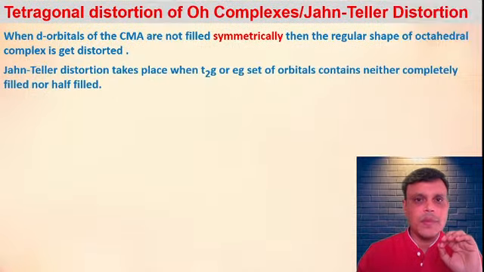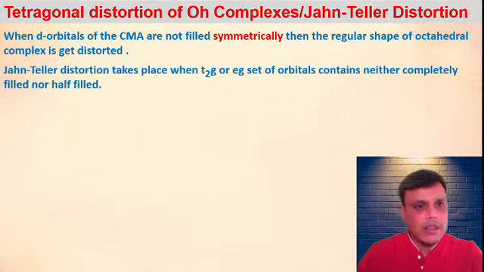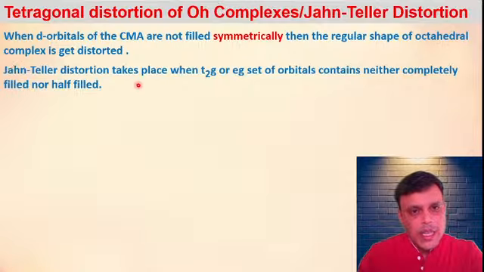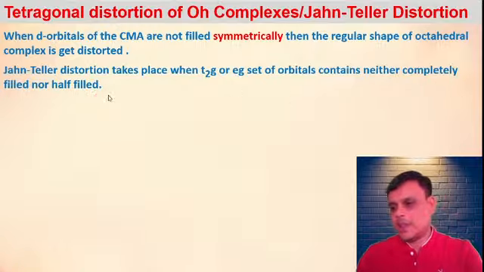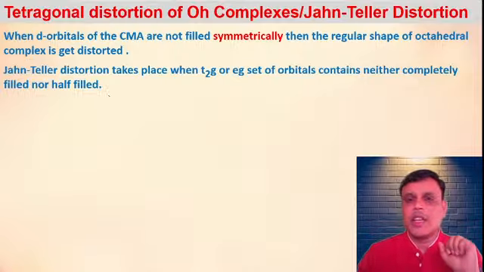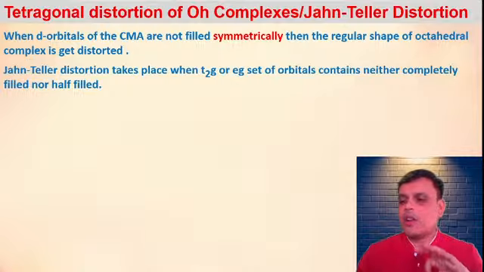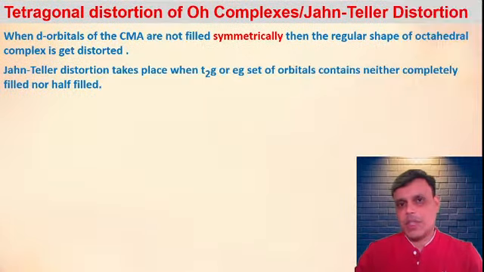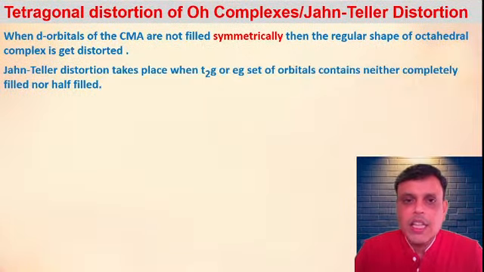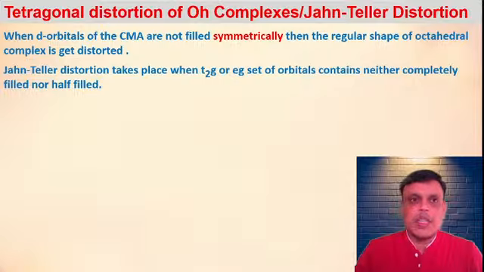Then the second reason, what is the second point? See here, Jahn-Teller distortion takes place when the T2G or EG set of orbitals contains neither completely filled nor half filled orbitals. When does this Jahn-Teller distortion happen? When the T2G and EG set of orbitals contains neither completely filled nor half filled orbitals. If this is the case, then Jahn-Teller distortion takes place.